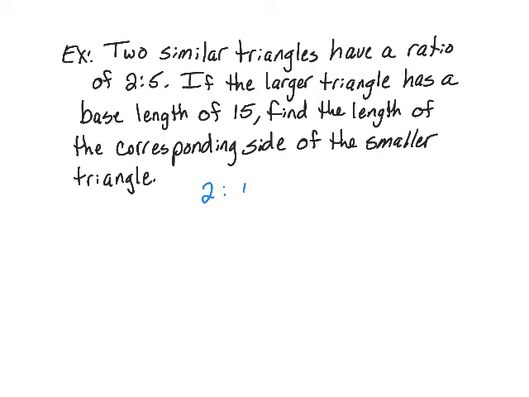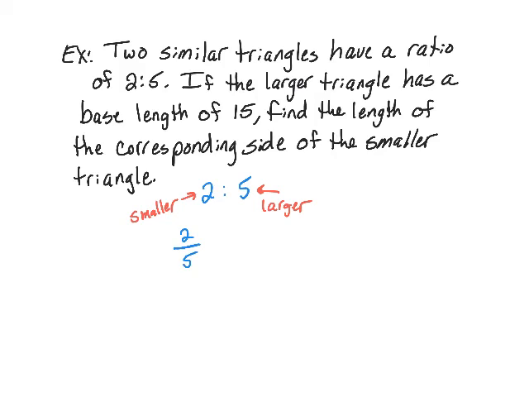2 to 5. See, even in videos I mess up. 2 to 5. Well, the 2 has to go with the smaller triangle because it's the smaller number. The 5 has to go with the larger triangle. Okay? So you can use this as a ratio in your proportion.